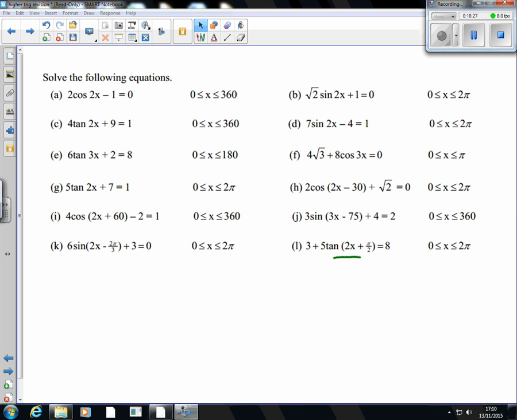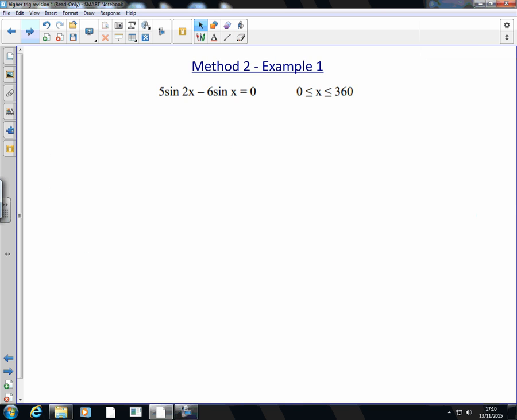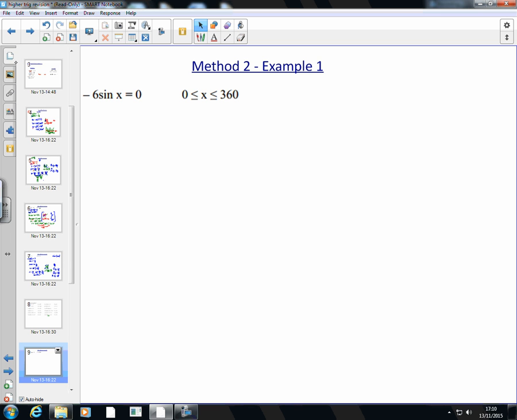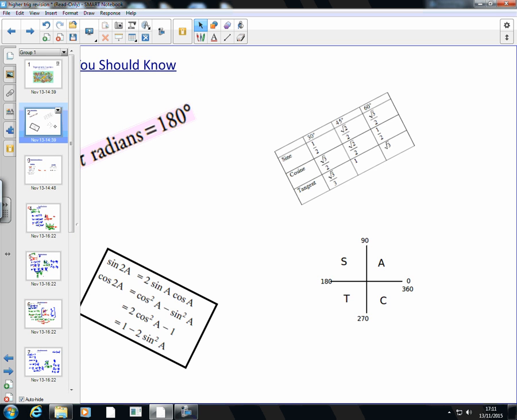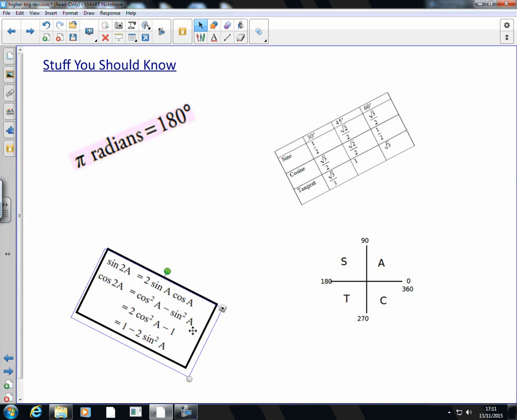Right, method 2 is when we have more than one. Okay, we've got sine 2x and minus 6 sine x. So we've got a sine 2x, but we also have sine x. This is where the problem lies. Okay, this is where we have to go right the way back to the start, to this one here. Right, this is where I'm going to use this double angle. In fact, let's bring that in.